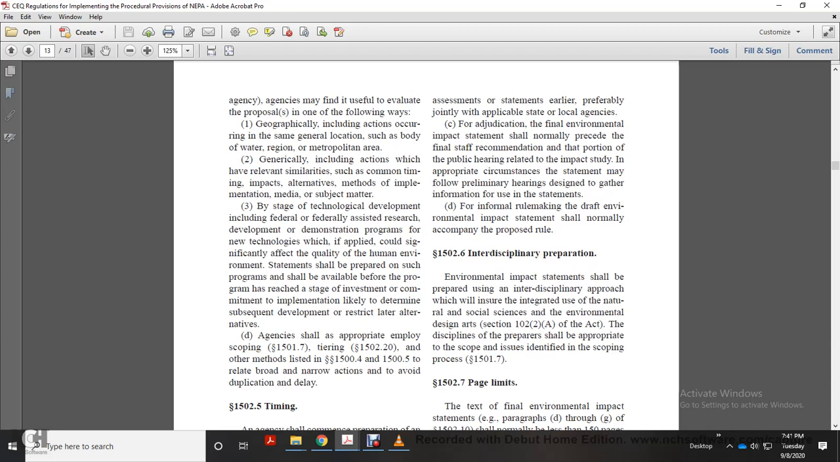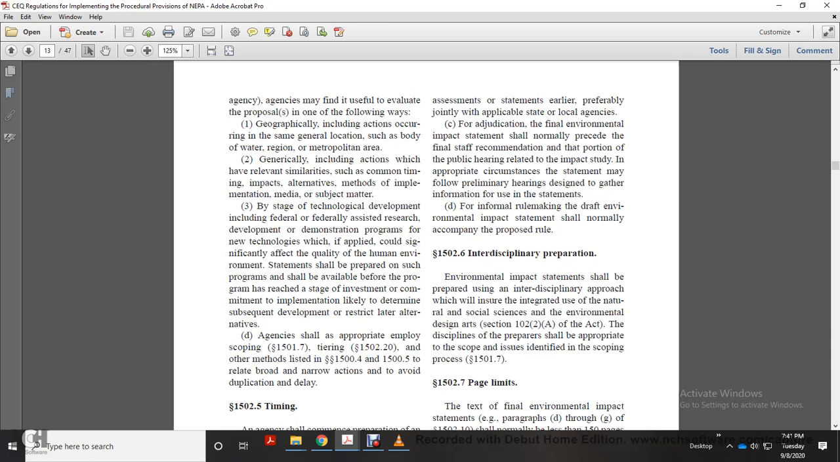1502.6 Interdisciplinary preparation. Environmental impact statements shall be prepared using an interdisciplinary approach, which will ensure the integrated use of the natural and social sciences and the environmental design arts (Section 102(2)(A) of the Act). The disciplines of the preparers shall be appropriate to the scope and issues identified in the scoping process.